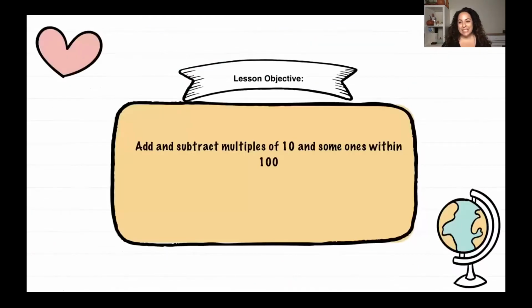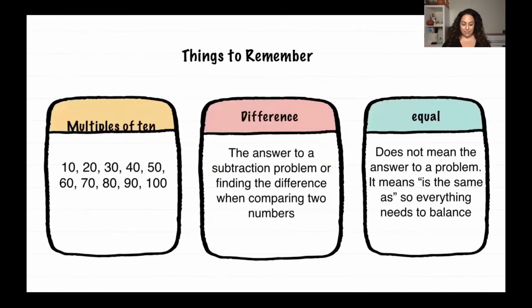Okay, our objective looks very familiar because this was our objective in Lesson 3, but it's still our objective now, and we're just going to find another way to add and subtract multiples of 10 and some ones within 100. Things to remember are multiples of 10: 10, 20, 30, 40, 50, 60, 70, 80, 90, and 100, and beyond. As long as you're counting by 10, it's a multiple of 10.